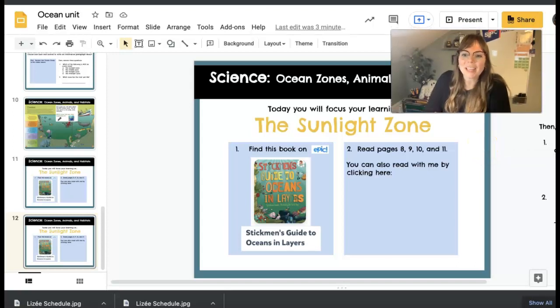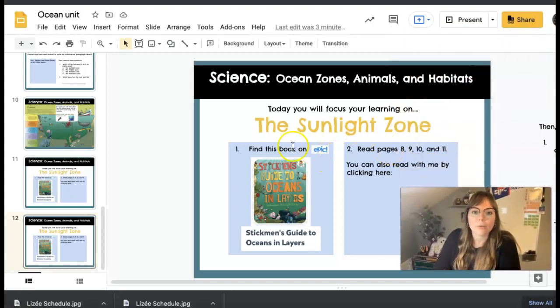Hi class, today in science we are going to read this book on Epic. It is called Stickmin's Guide to Oceans in Layers. This will be in your Epic mailbox. You can also search for it on Epic by searching Stickmin's Guide to Oceans in Layers. Our homework today is to read pages 8, 9, 10, and 11 to learn about the sunlight zone of the ocean.